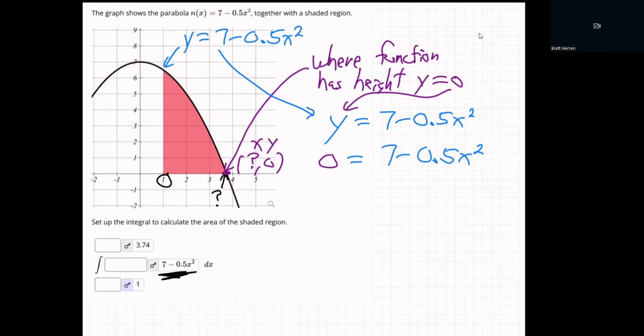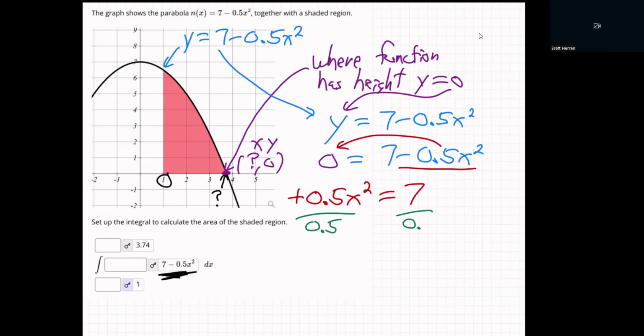So we just got to solve that equation. How do we do it? Well, I'm just going to bounce this to the other side. It becomes 0.5x squared equals 7, right? And things jump to the other side, the sign in front of them switches, okay? And then divide by the 0.5. Boom. X squared equals 7 over 0.5. Turns out that's 14 if you know, but whatever, we can just leave it.